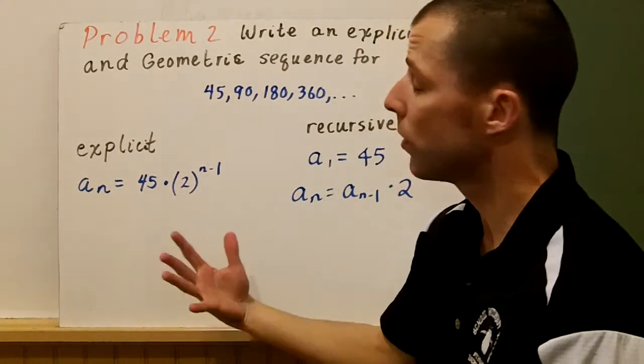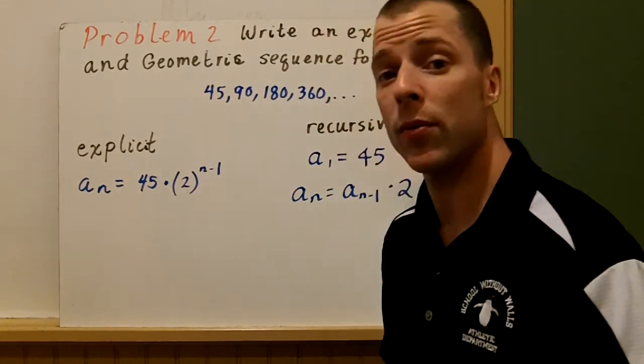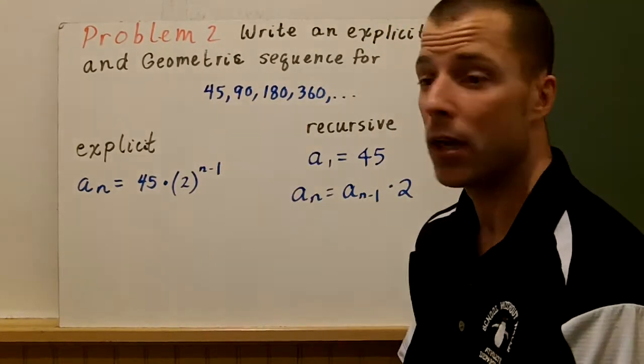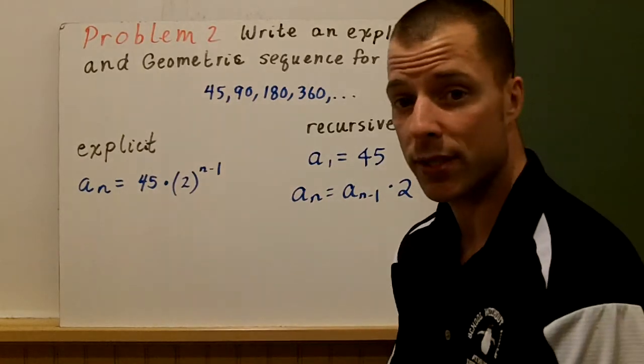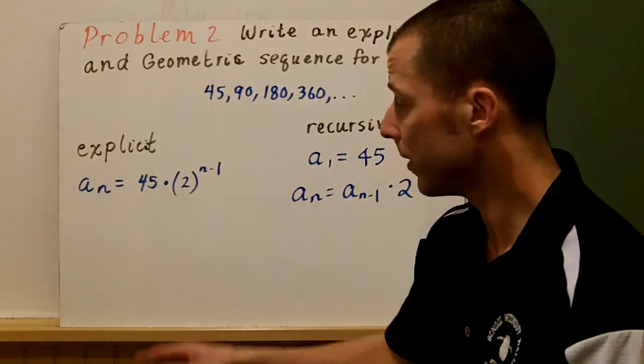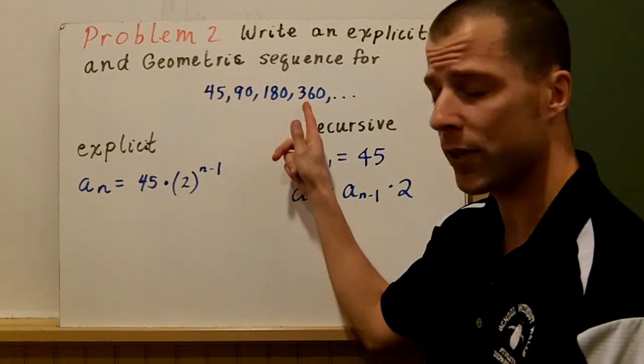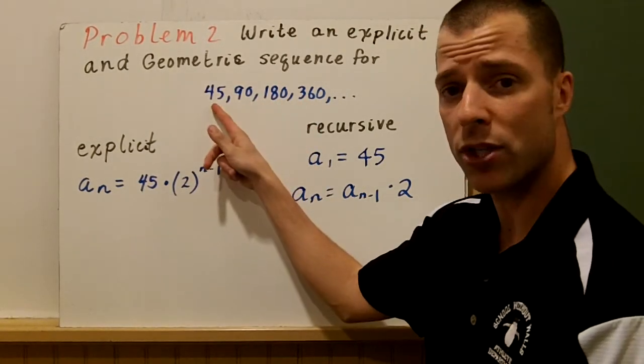In example 2, we're going to write two rules. We're going to write a recursive rule and an explicit rule for a given sequence. Okay, so let's write these rules. I'm going to start with the explicit formula. Now I see 45, 90, 180, 360. And it looks like my ratio is going to be 2.